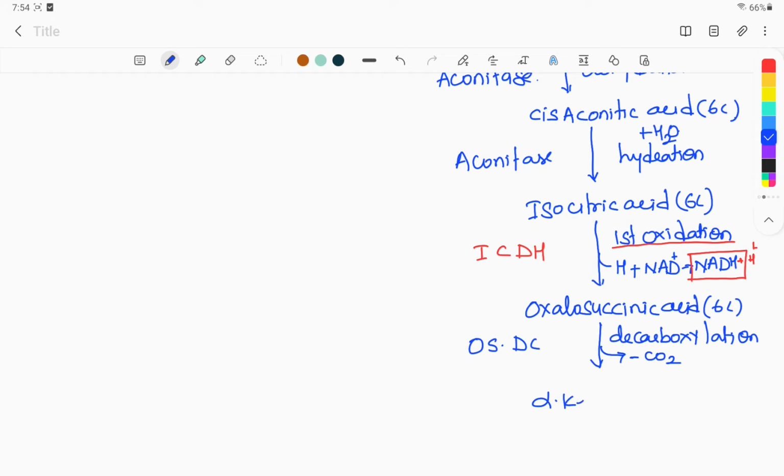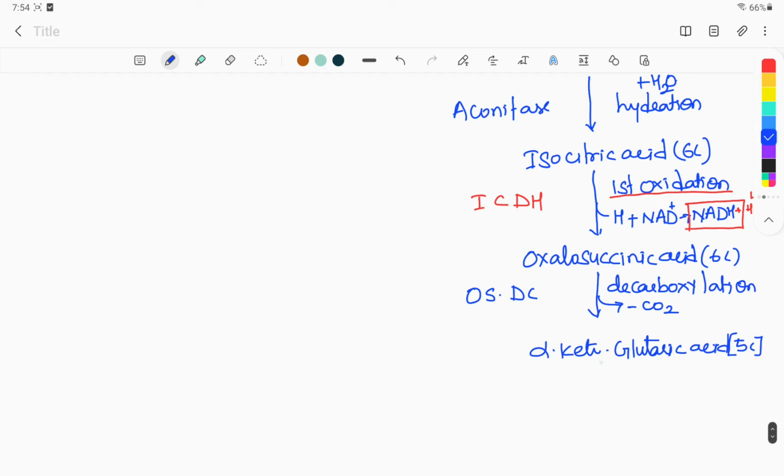So the 6-carbon oxalosuccinic acid, after decarboxylation, that is loss of carbon dioxide, gives rise to a molecule of alpha ketoglutaric acid, which is a 5-carbon organic acid. Okay, so this alpha ketoglutaric acid undergoes oxidative decarboxylation. Yes, this is more important.